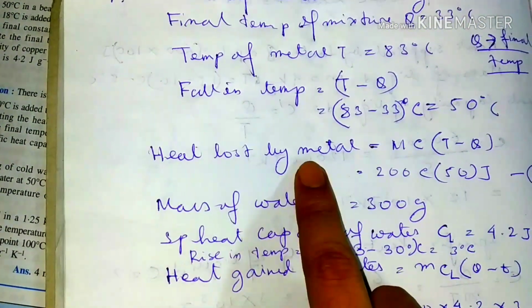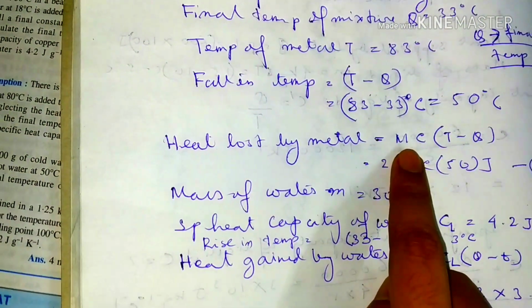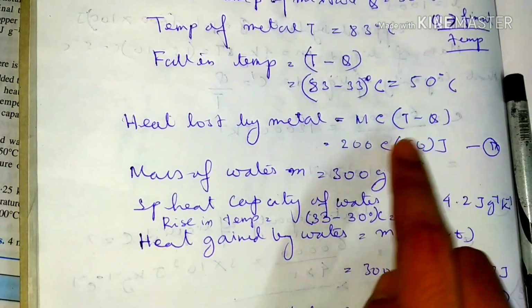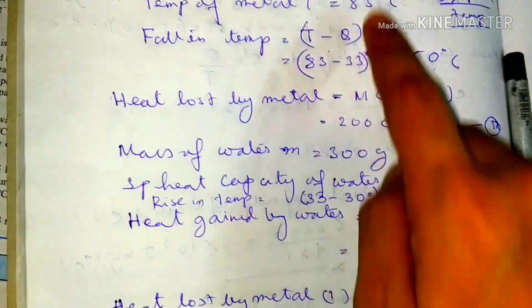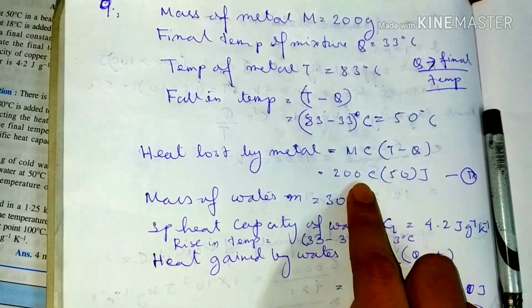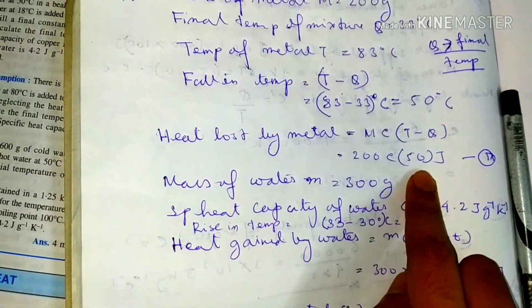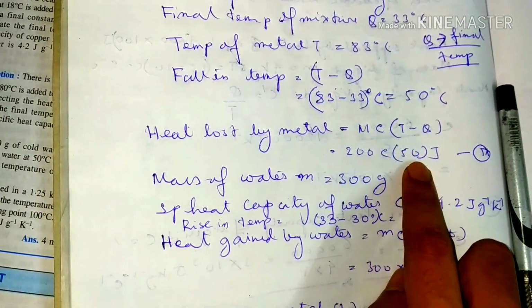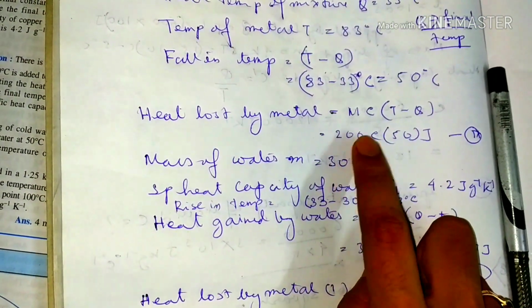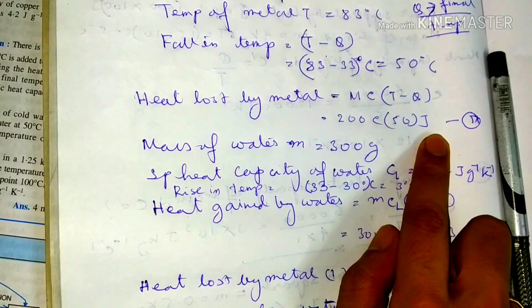Heat lost by metal is equal to m c (T minus theta), that is M200, which I've already mentioned here, and C is unknown. We need to calculate this one. The difference you have already calculated as 50, so put 50: 200 into C into 50 joule.